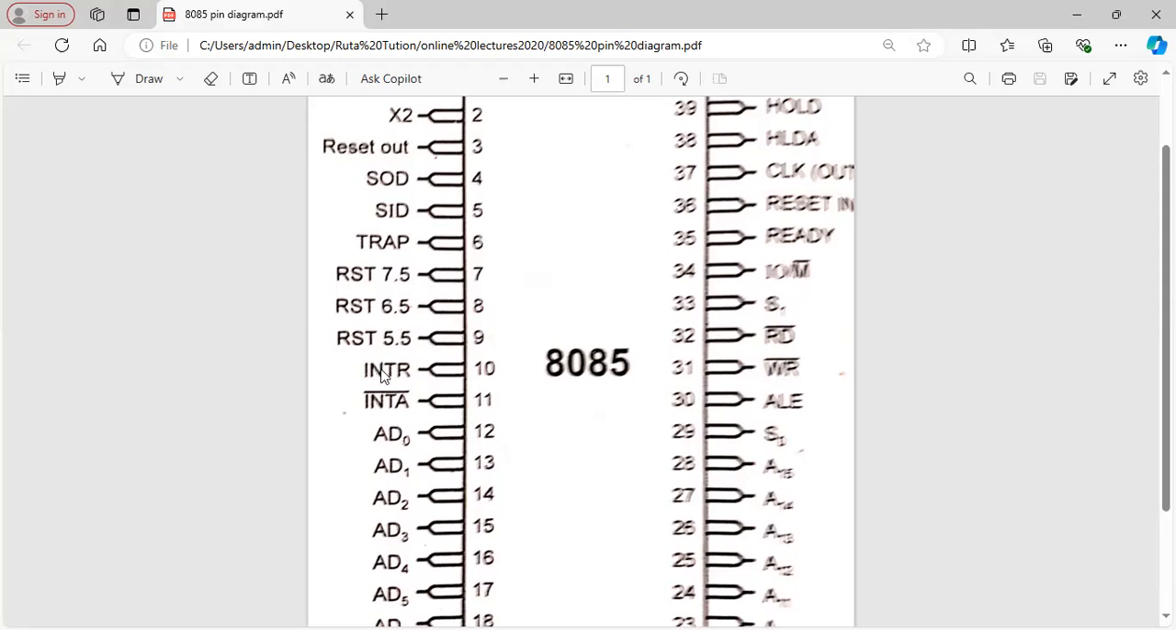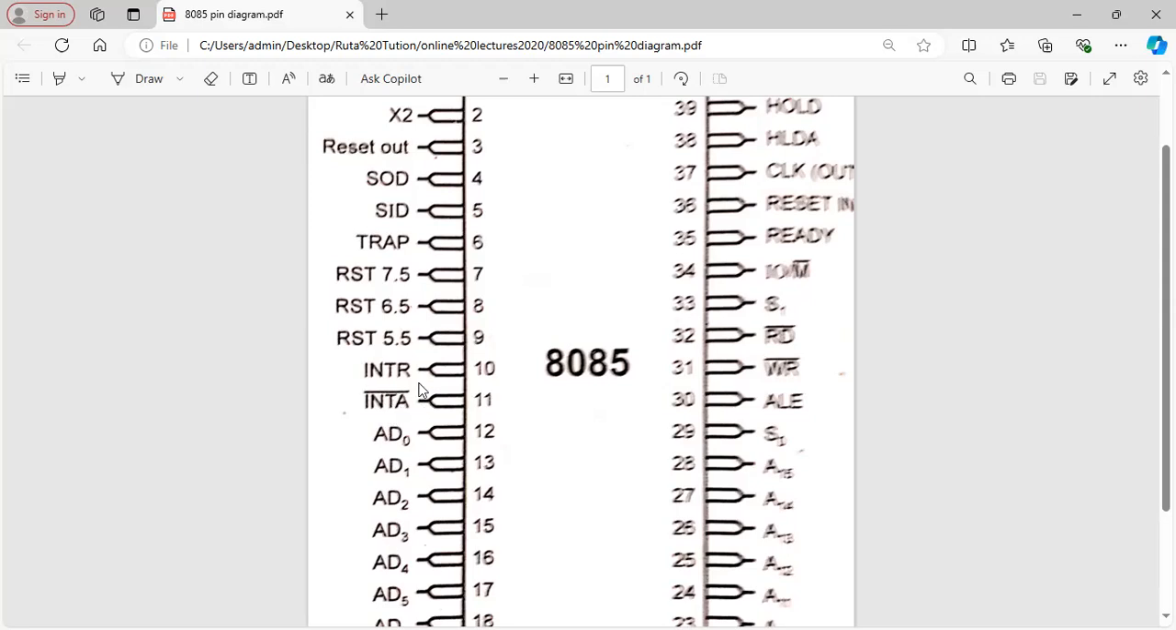INTR full form is interrupt request. All these are input pins. This is the lowest priority hardware interrupt. It is a non-vectored interrupt. INTA bar, interrupt acknowledge, is an output pin.